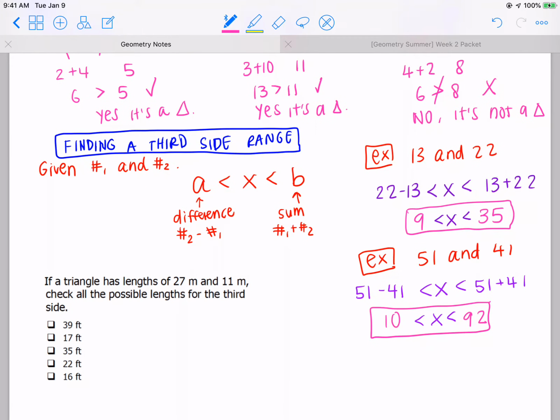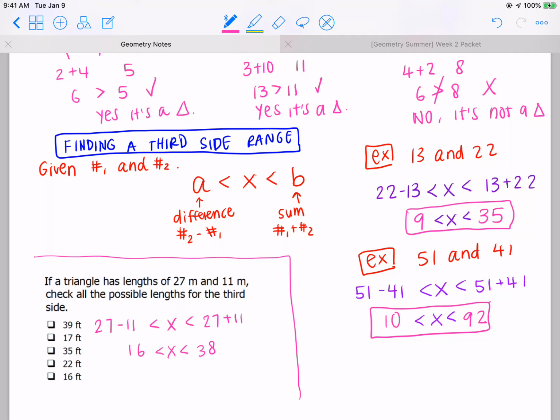Okay, last one. This is kind of like a word problem, but it's really the same thing. If a triangle has lengths of 27 and 11, check all the possible lengths for the third side. Same thing, we're going to keep our x in the middle. Left side, we take 27 minus 11. Right side, we add those two lengths together. So our result is going to be 16 and 38.